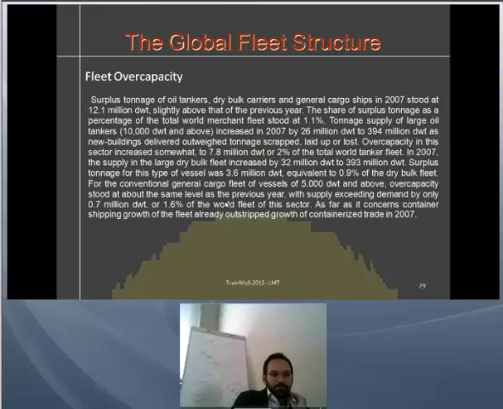So now a bit more detail on the fleet overcapacity. Even in 2007, the overcapacity for oil tankers and dry bulk carriers stood at 12.1 million deadweight, so greater than the previous year, and now it is even greater. And this means that the surplus of tonnage as a percentage of the total fleet stood at about 1.1%.